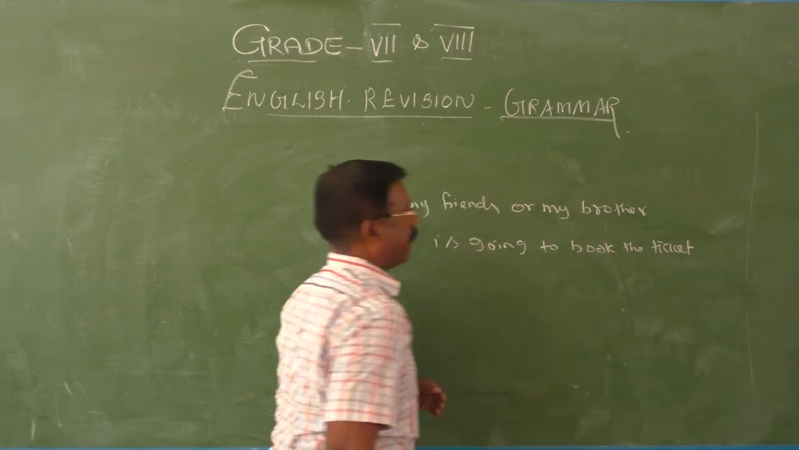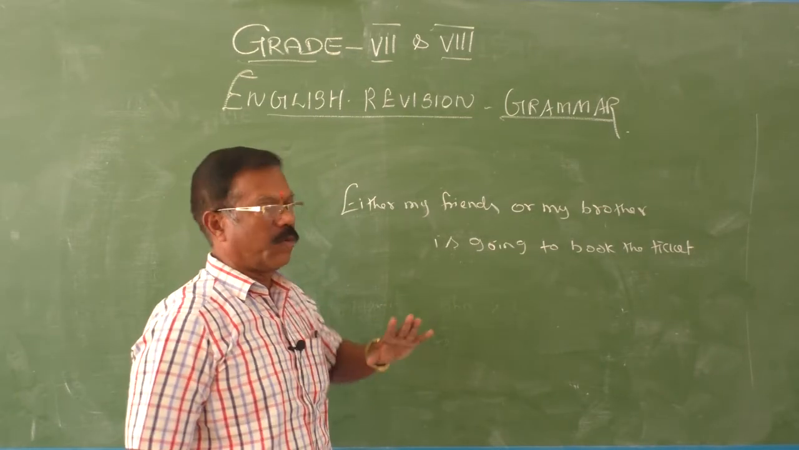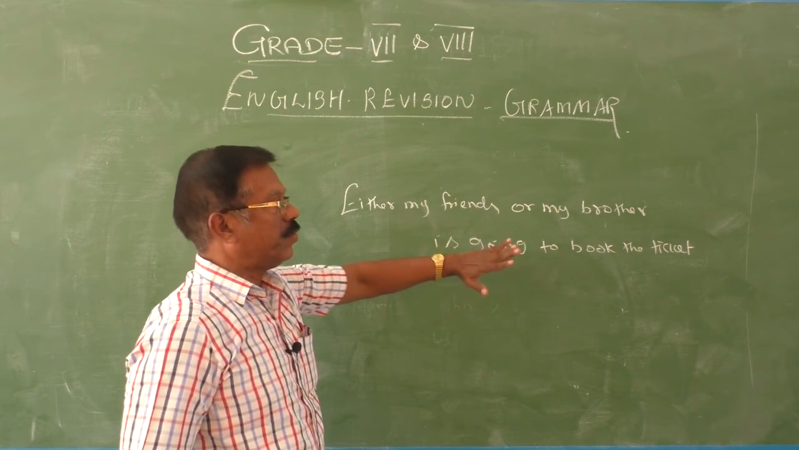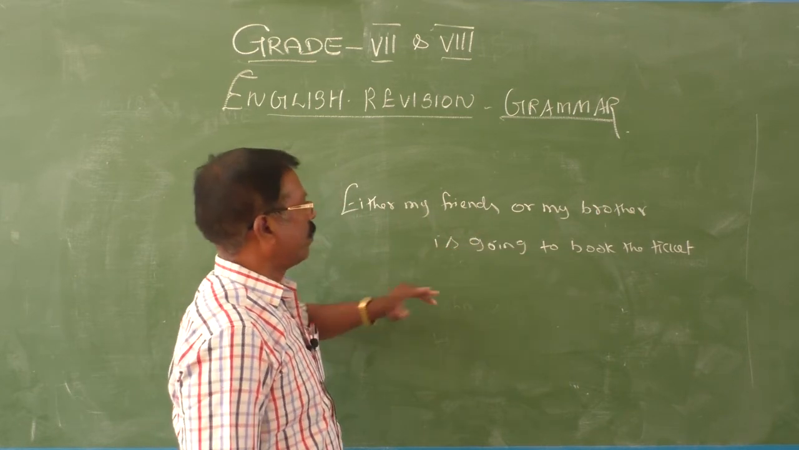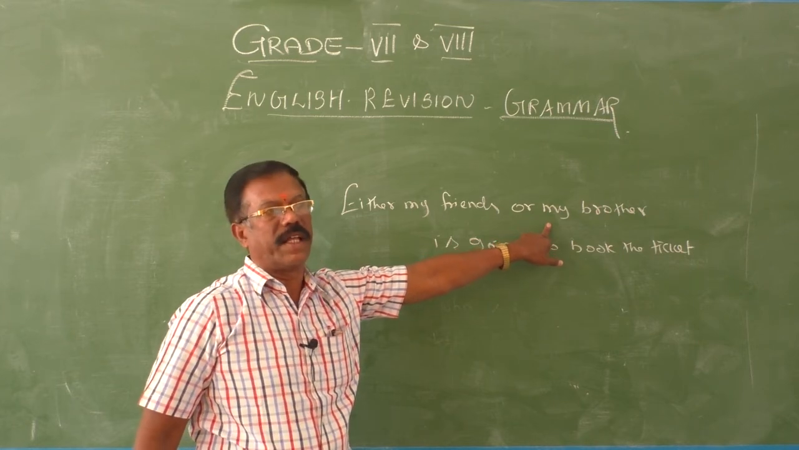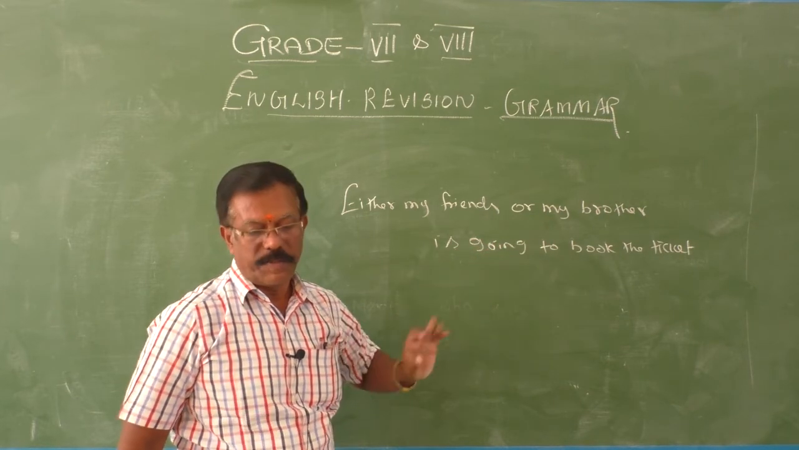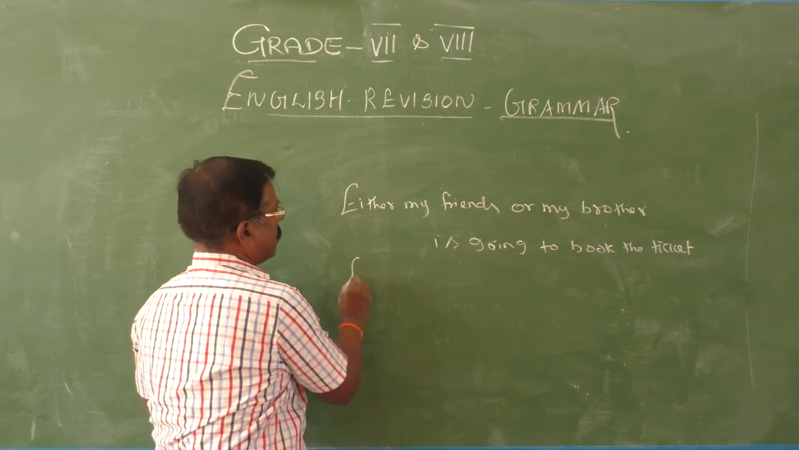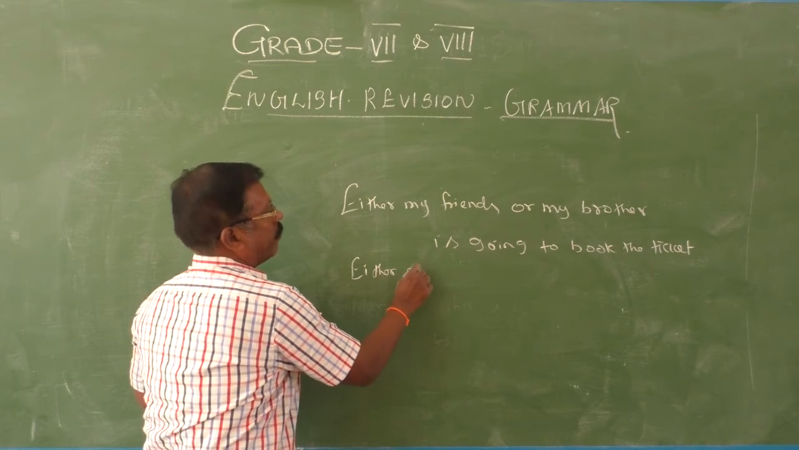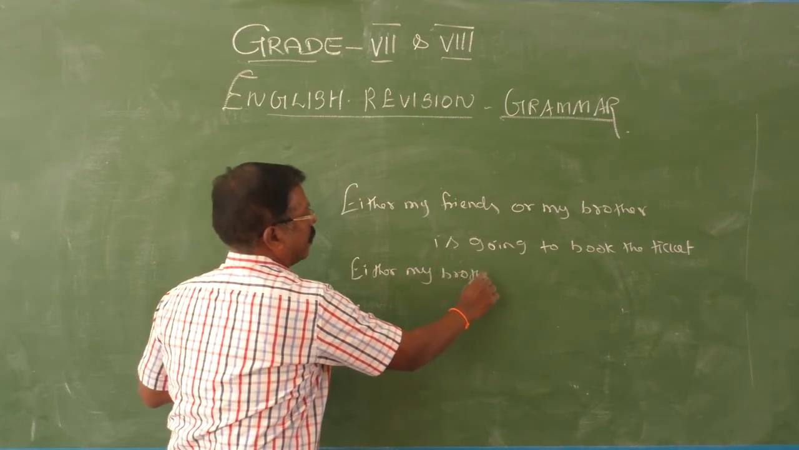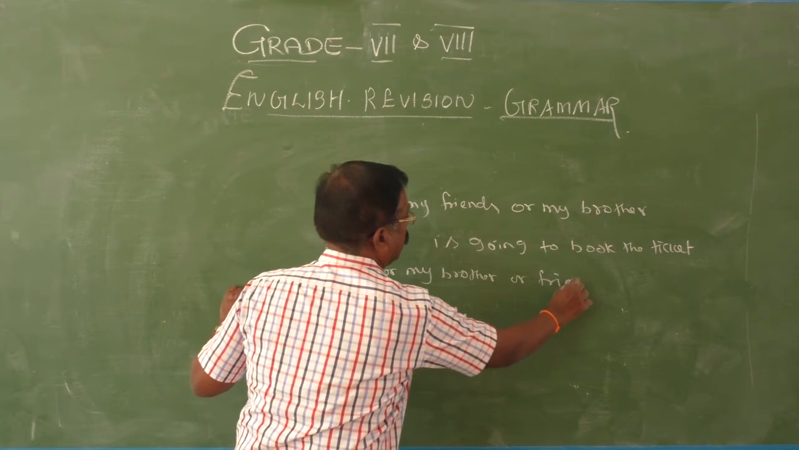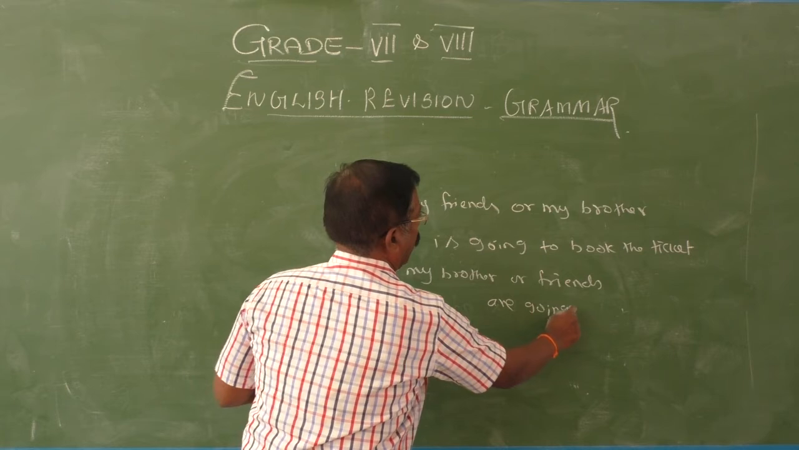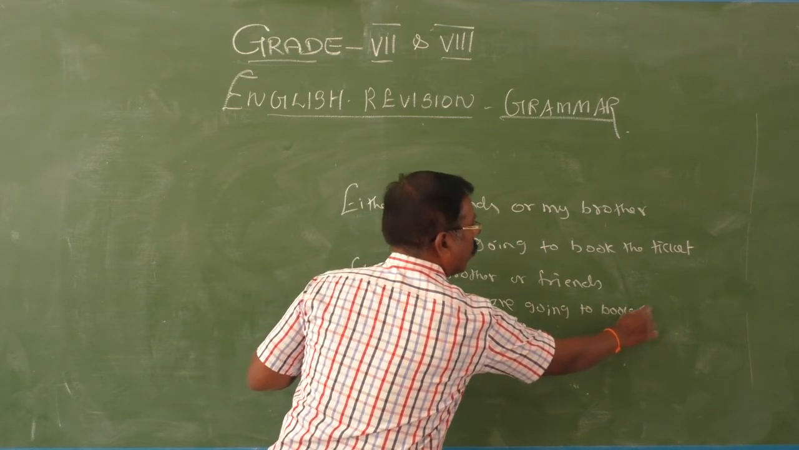Here there are two separate nouns, one singular and the other plural, connected by the correlative conjunction either or. The verb should agree only with the nearest subject. So here the nearest subject is my brother. It is singular, therefore the singular verb is. Okay, fine. Suppose it changes: either my brother or my friends, here we have to use the plural verb are going to book the tickets.